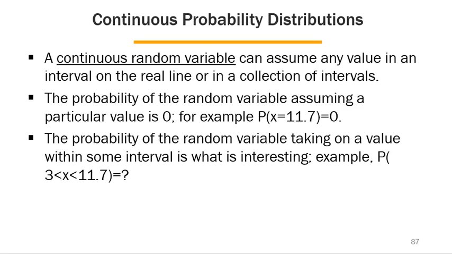Then the probability of the random variable taking on a value within some interval is what really becomes interesting, because the probability of being any particular value is 0, so we might be more curious about the probability that the value lands between something. So if these were dollars, let's say this is the cost of something, what's the probability that the cost would be between $3 and $11.70, something along those lines.